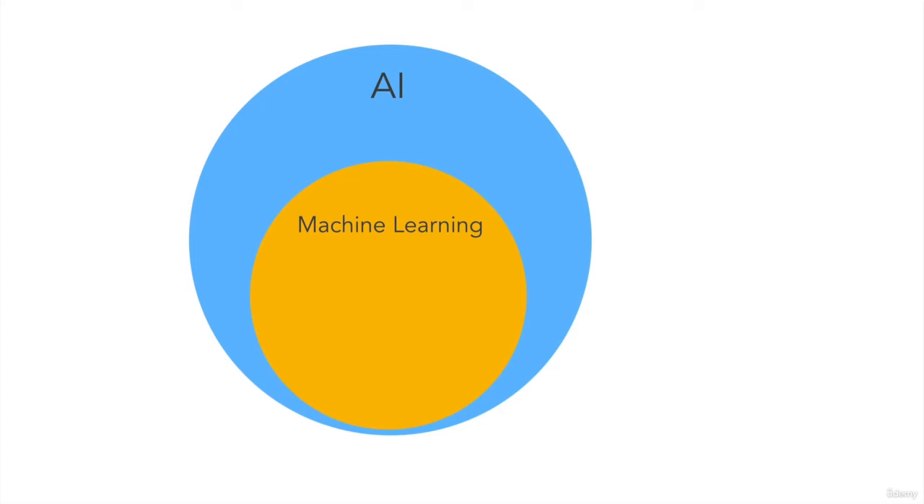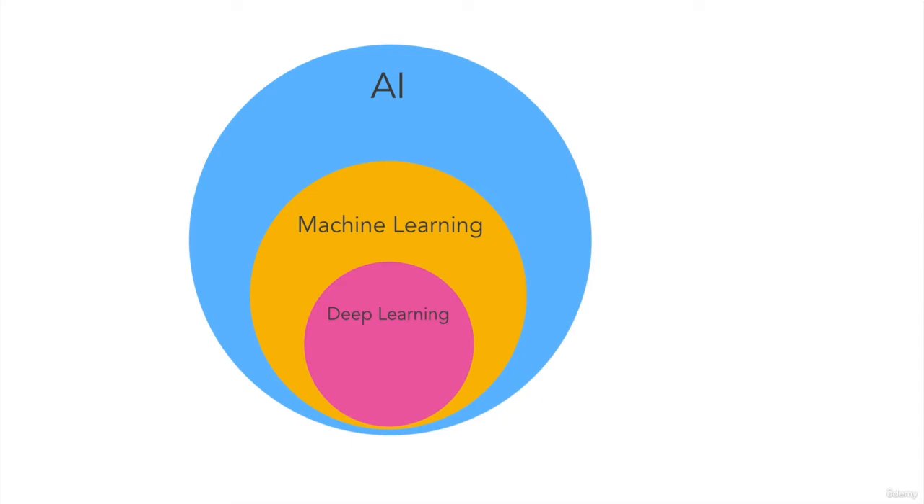Now, you may have also heard of deep learning. And deep learning, or deep neural networks, is just one of the techniques for implementing machine learning. For now, you can just think of it as a type of algorithm.